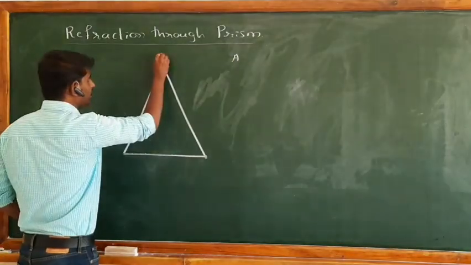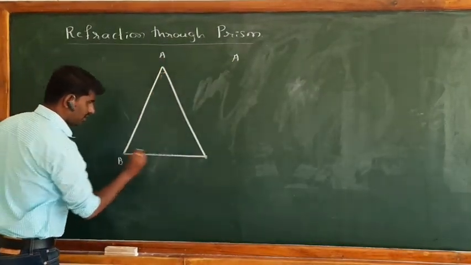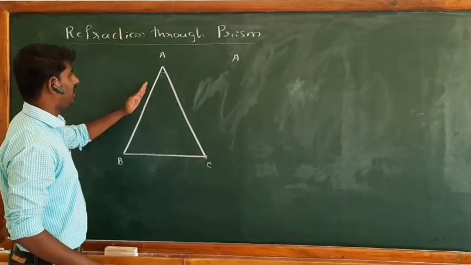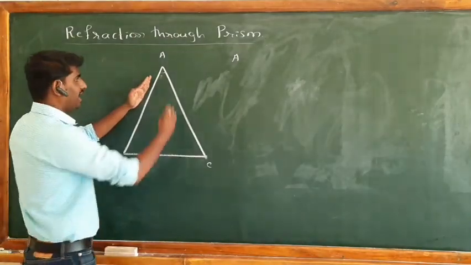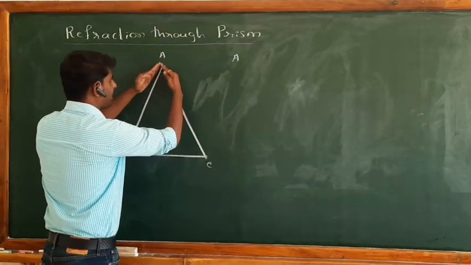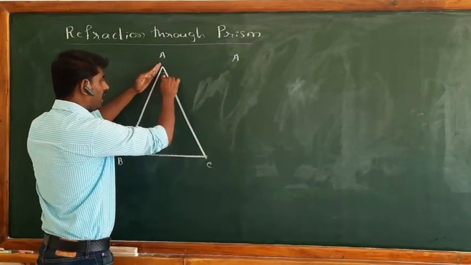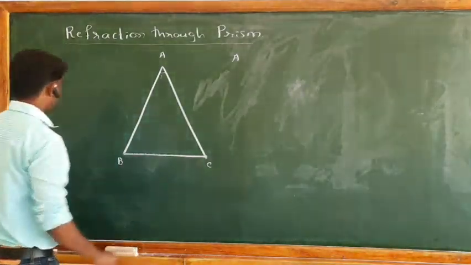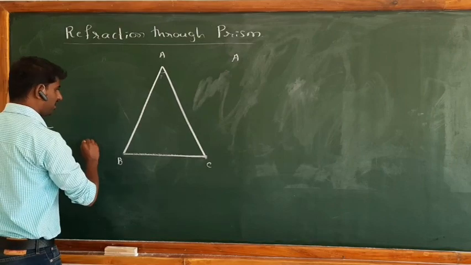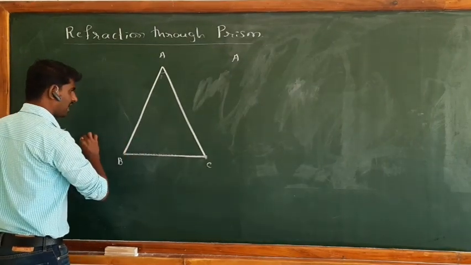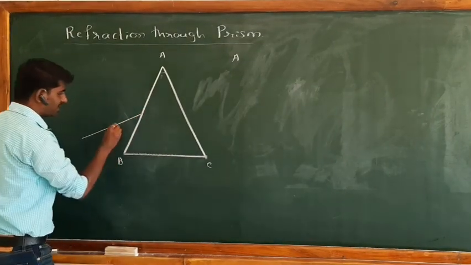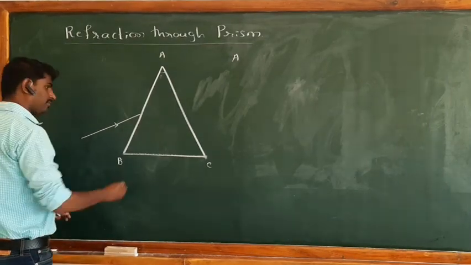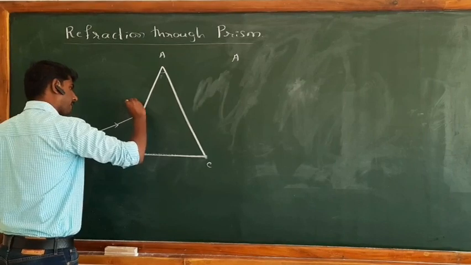I'll give the name for this prism as ABC. Here there will be a refracting surface and here one more refracting surface, so they make an angle A, and this is the base. Whenever a ray of light is incident on a prism like this, there is a normal line. This is the normal line.